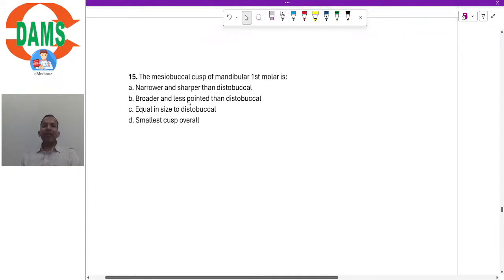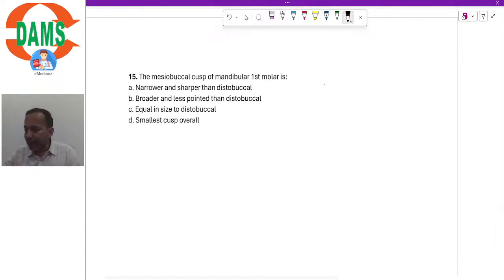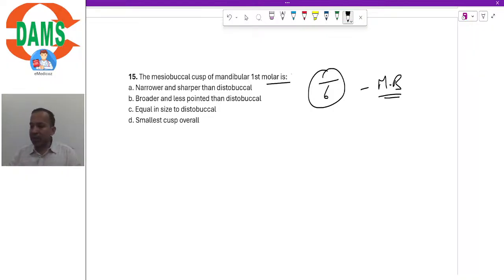The mesobuccal cusp of mandibular first molar, so again mandibular first molar, and which of its features? Mesobuccal cusp. So mesobuccal cusp of mandibular first molar is, so we have to discuss its feature: narrow and sharper than distobuccal, broad and less pointed than distobuccal, equal in size to distobuccal, and smallest cusp overall. So obviously we can rule out option D because we have discussed it more than once that mesobuccal is the largest cusp, isn't it? So option D can be ruled out.